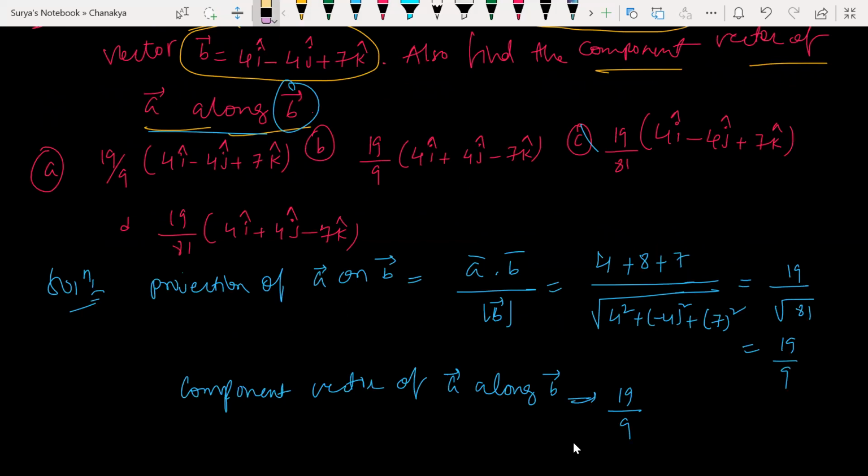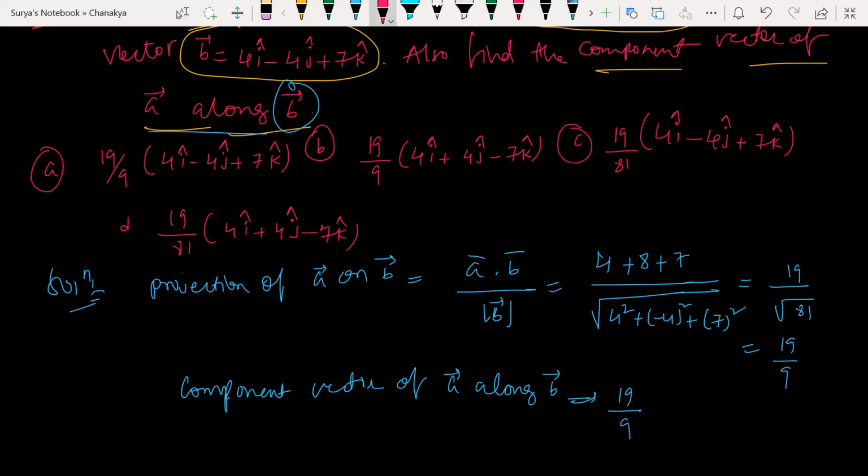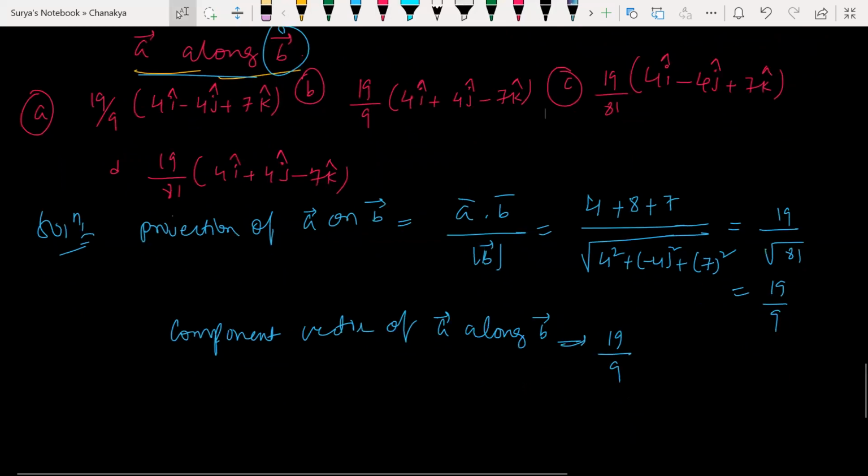Guys, option A and B not possible here. It could be C or D. How come it is possible whether it's a C or D? Tell me. Read the question properly. Along B has been given, right? So A dot B. So I got this one. So it can be along with the B cap.